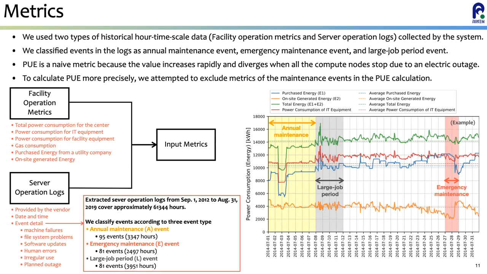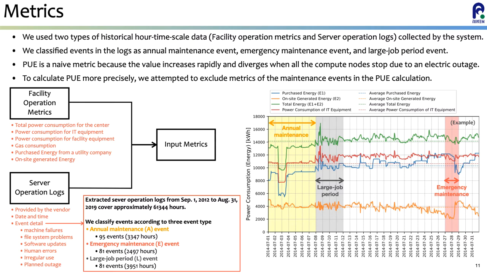In this slide, we will explain the metrics used in this study. We used two types of historical hour timescale data collected by the system. Facility operation metrics include various physical quantities, for example, power consumption, gas consumption, amount of purchased electricity, and on-site generated energy. We call those facility operation metrics.